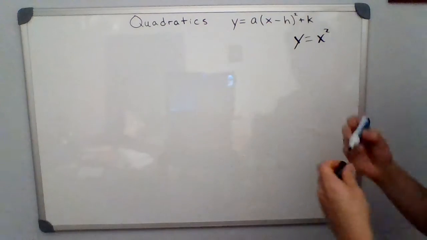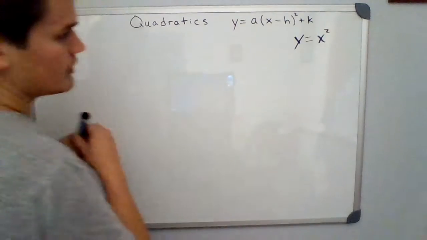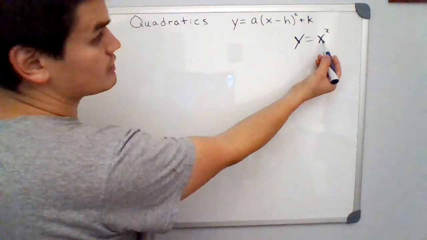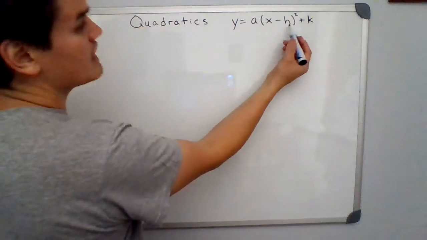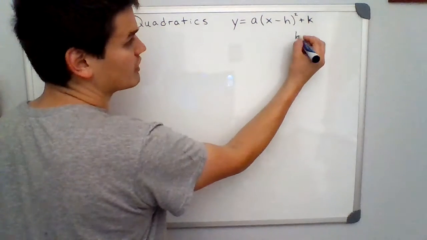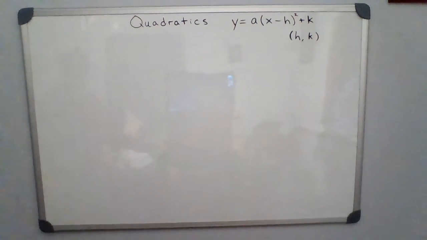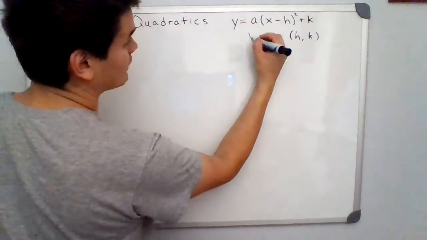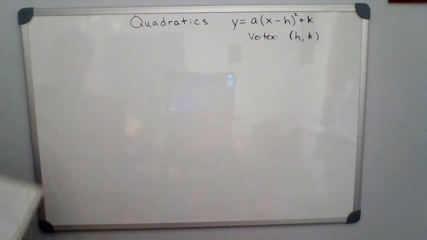And so just to get right into it, one more thing: x squared has a vertex at 0, 0. So if I'm translating the parent function h number of units and then k number of units, then I know that the new vertex is going to be at (h, k). So I'll just write that vertex at (h, k). So let's just do some examples first.